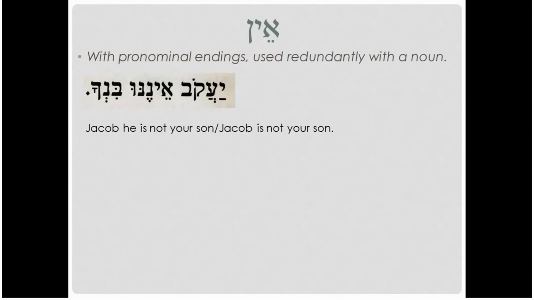Then here's the third use. With pronominal endings, the ein is used redundantly with a noun. So let me tell you, that might seem a little bit confusing, but this is what I mean.